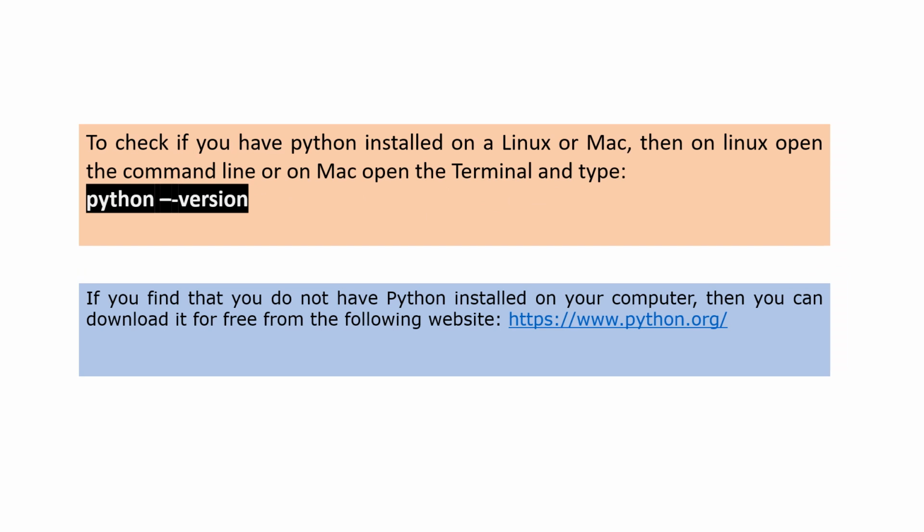Next, if you want to check if Python is installed on Linux or Mac, you can open the command line in Linux, or you can open the terminal in Mac and type the same command, python --version. You can get the version of Python installed in your Linux or Mac. If you do not have Python installed, you can find it on the website python.org.